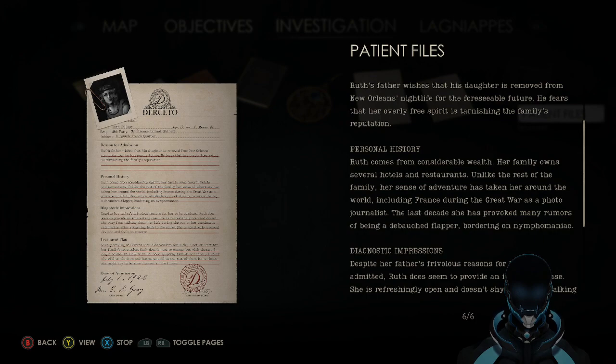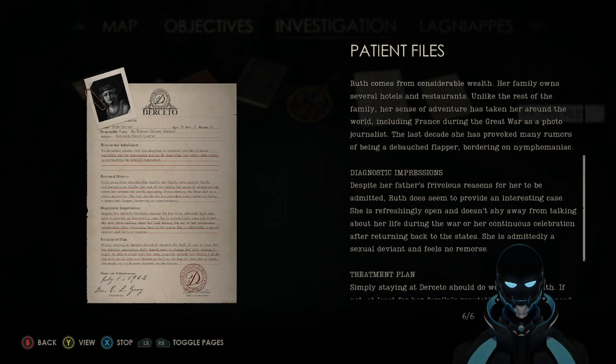Unlike the rest of the family, her sense of adventure has taken her around the world, including France during the Great War as a photojournalist. The last decade, she has provoked many rumors of being a debauched flapper, bordering on nymphomania. And diagnostic impressions? Despite her father's frivolous reasons for her to be admitted, Ruth does seem to provide an interesting case. She is refreshingly open and doesn't shy away from talking about her life during the war or her continuous celebration after returning to the States. She is admittedly a sexual deviant and feels no remorse.